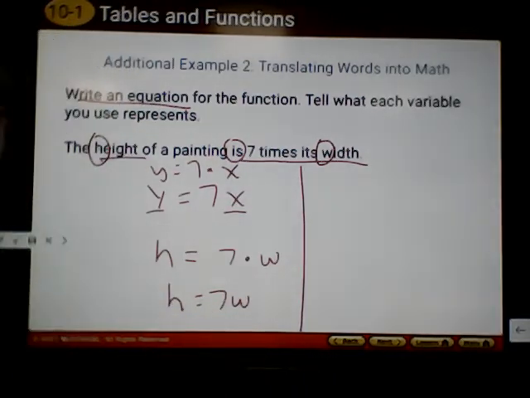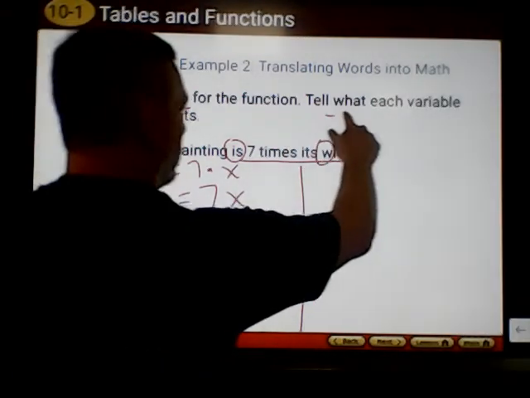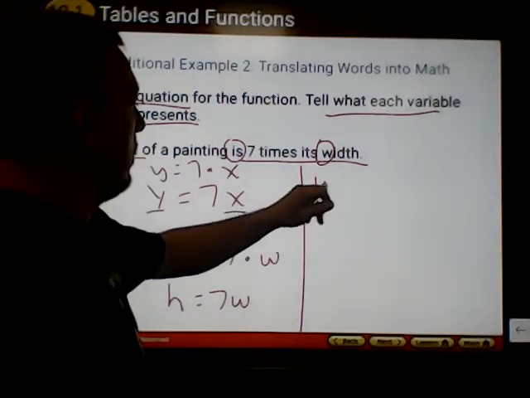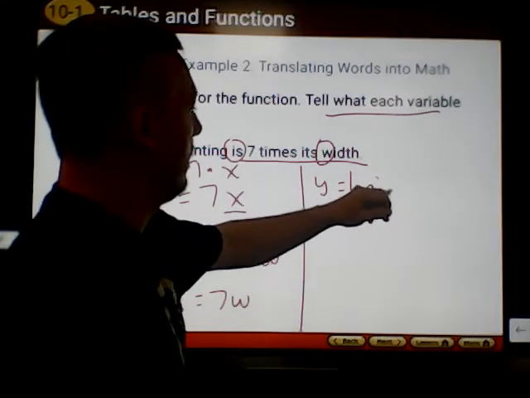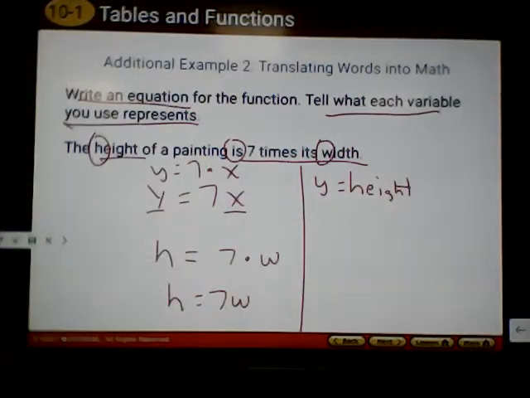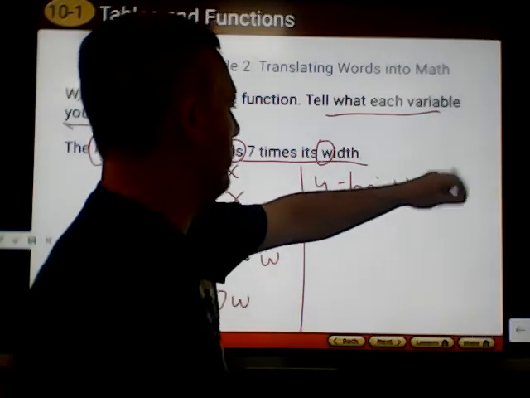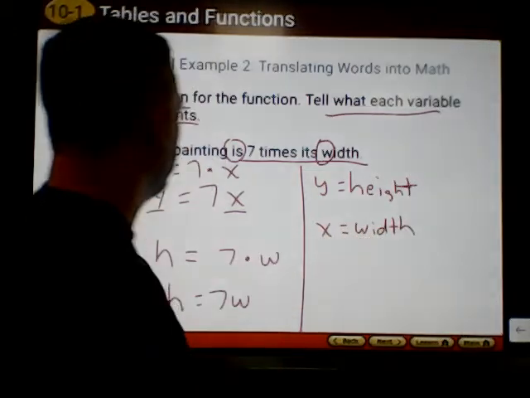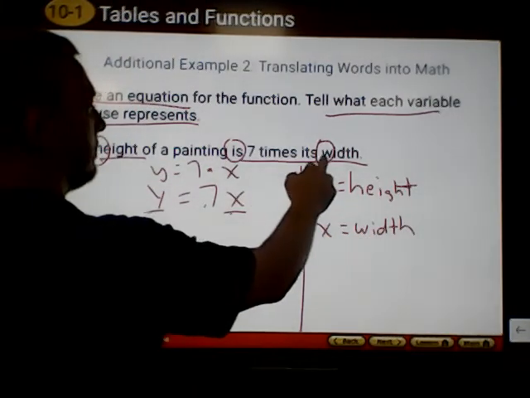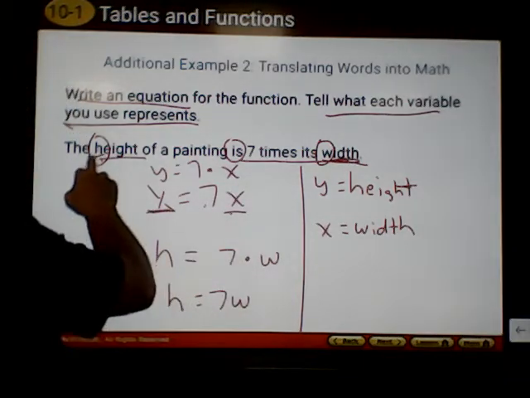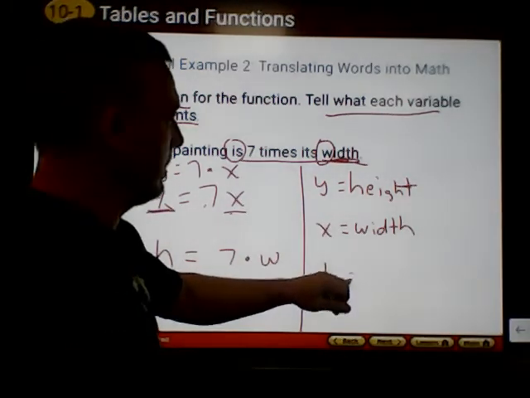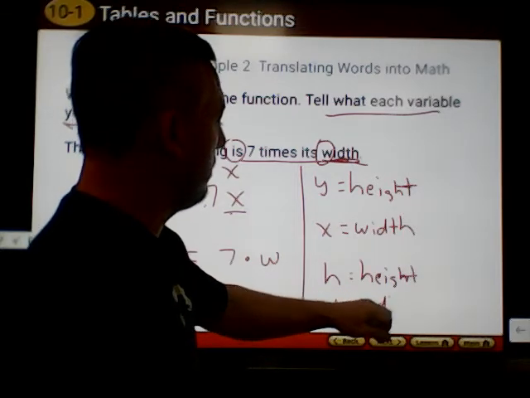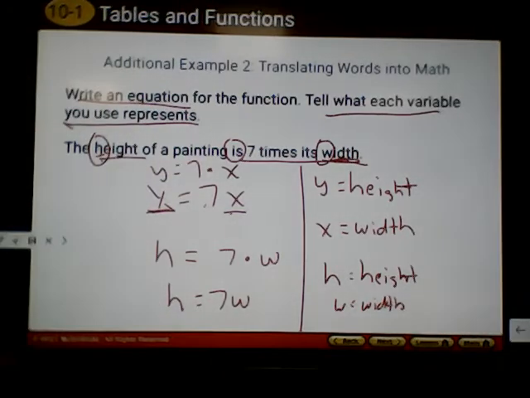And then the second part is to tell what each variable you use represents. So if you use X and Y, well, the Y would be the height of the painting. If you just want to put height, that's fine. You put height of painting. The X would be the width if you use Y and X, because the X is located here. It's 7 times, so 7 times X is width. The Y is here, the H. If you use H and W, then the H represents height. W represents the width of the painting. The height of the painting, width of the painting. So it's not that hard.